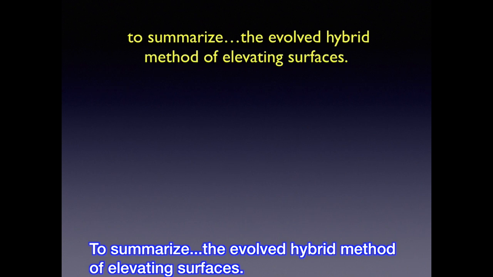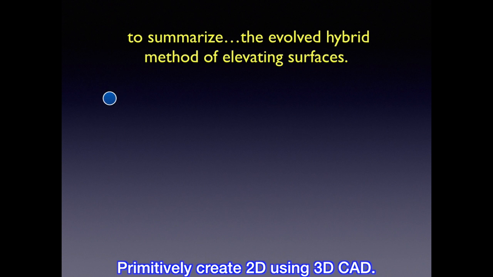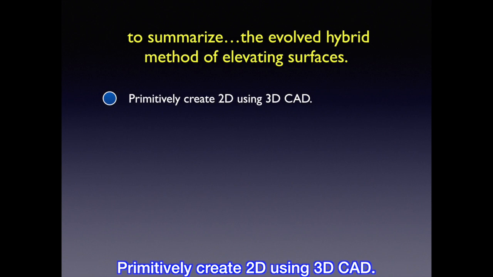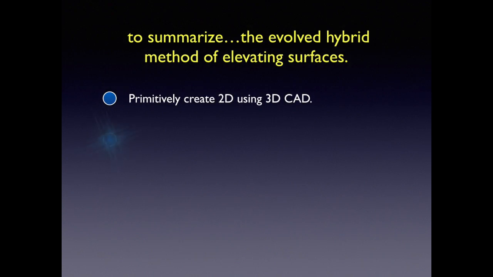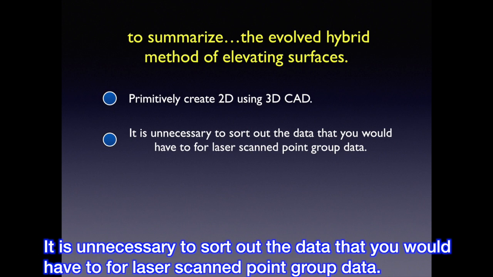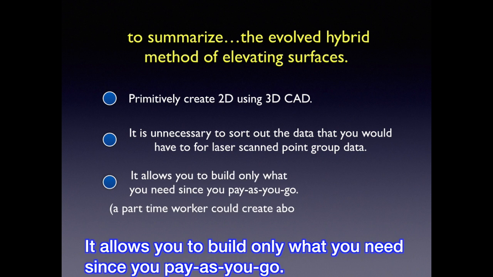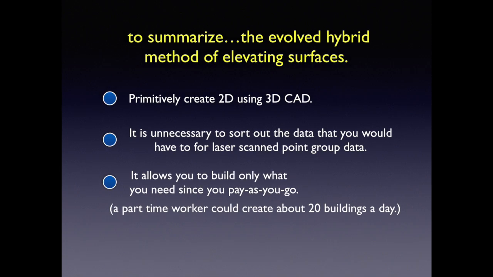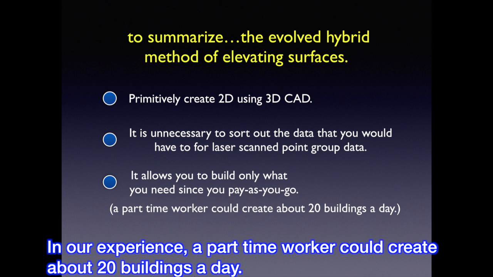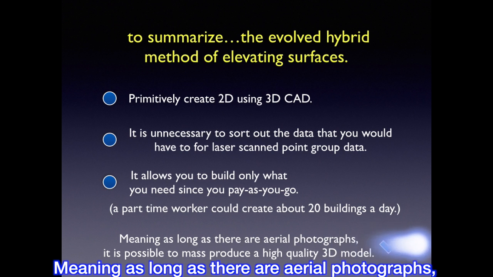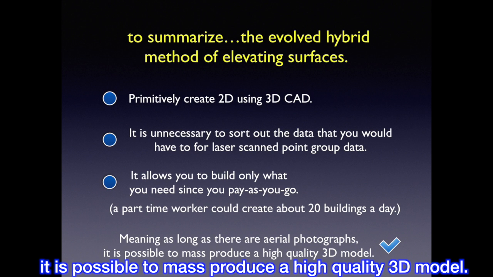To summarize, the evolved hybrid method elevates surfaces, primitively creating 2D using 3D CAD. It is unnecessary to sort out the data that you would have to for laser scanned point group data. It allows you to build only what you need since you pay as you go. In our experience, a part-time worker could create about 20 buildings a day, meaning as long as there are aerial photographs, it is possible to mass produce a high-quality 3D model.